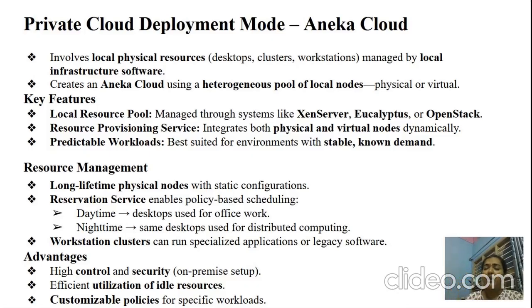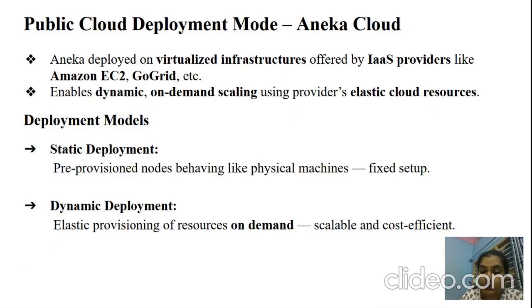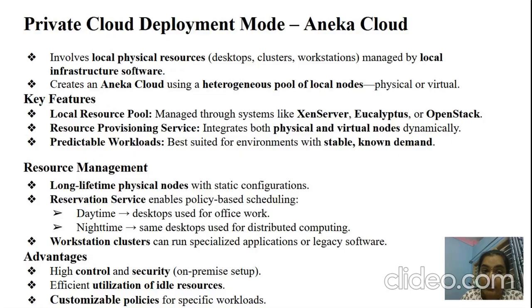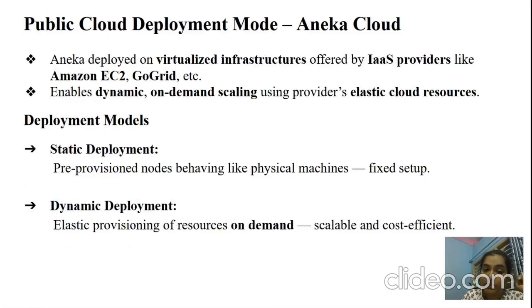Next one is the public cloud deployment mode for the Aneka cloud. We talked about private cloud, and now we are talking about the public cloud deployment mode. Aneka deployment on virtualized infrastructures offers infrastructure as a service providers like Amazon EC2, GoGrid, etc. Obviously, public cloud means the cloud is accessible to everybody. How this Aneka cloud deployment takes place for a public cloud is discussed here.